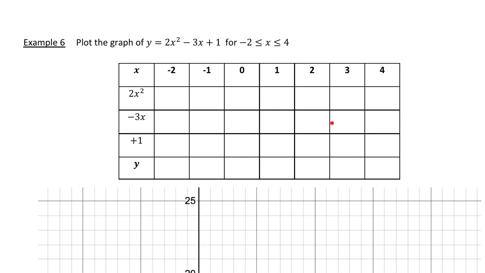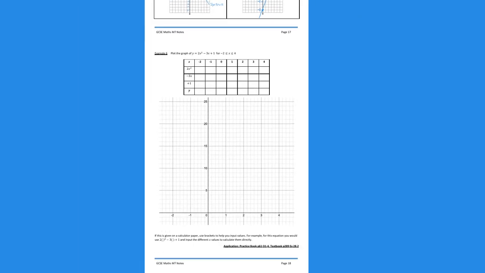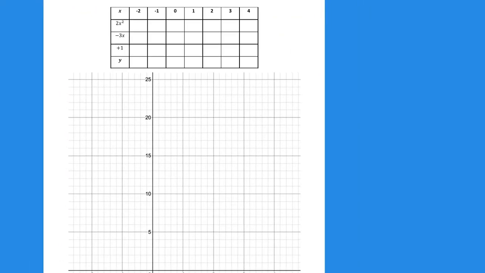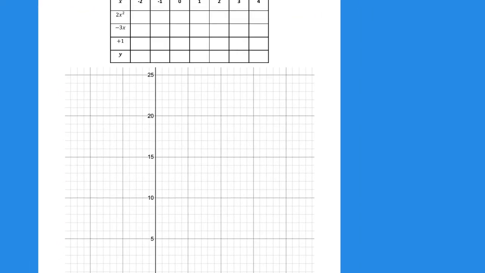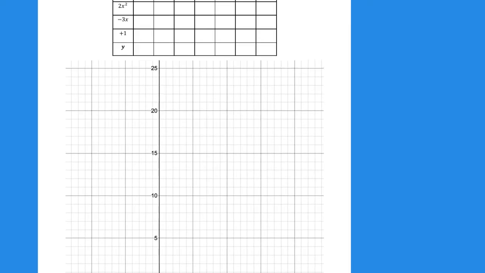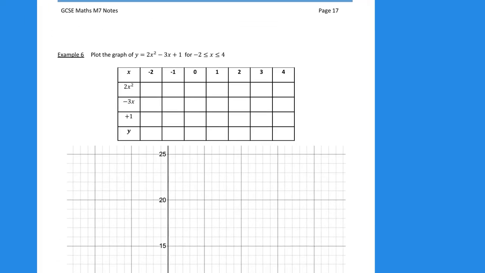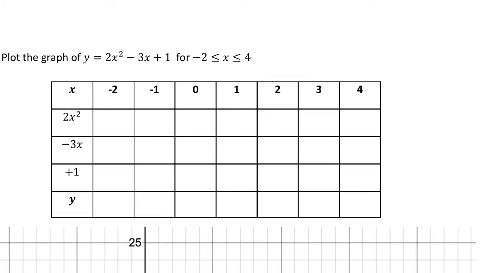This is what's called a table of values, and also very common is that they give you the axes. The reason for that is it makes life much easier: if the scale's already drawn on for you, then it's easier for them to mark as well, because everyone will have the same scale, so they're not having to figure out if the scale is correct and so on. So typically it will be given to you. Right, how do we fill this in then?